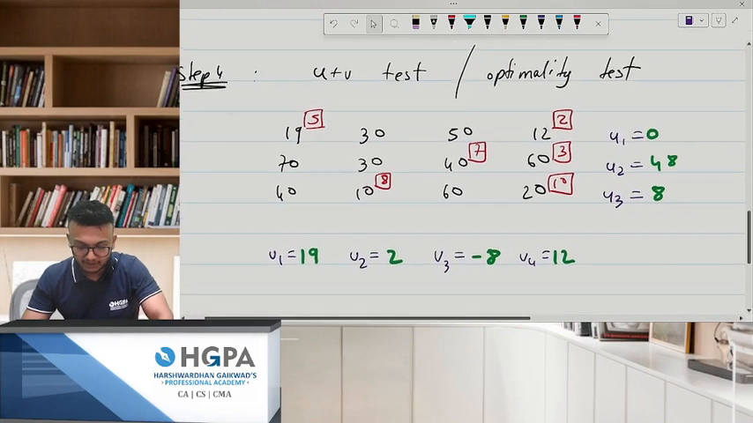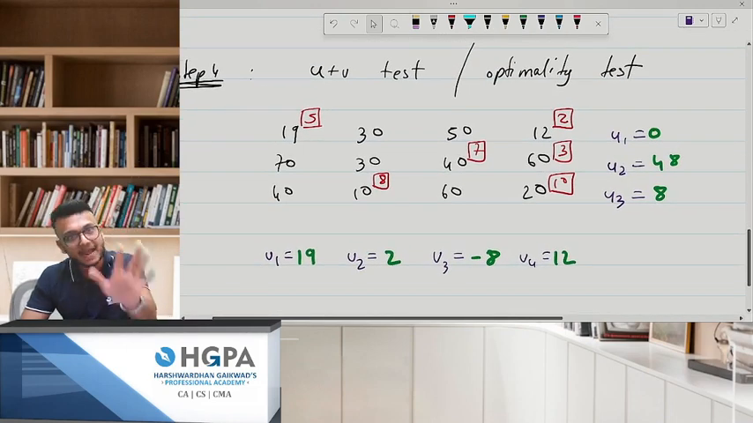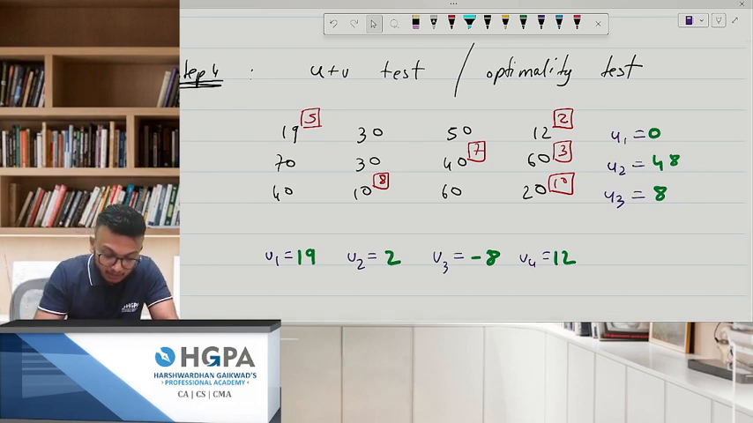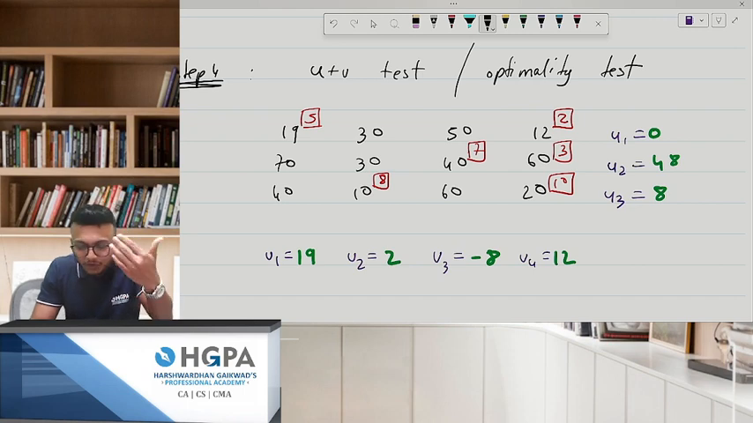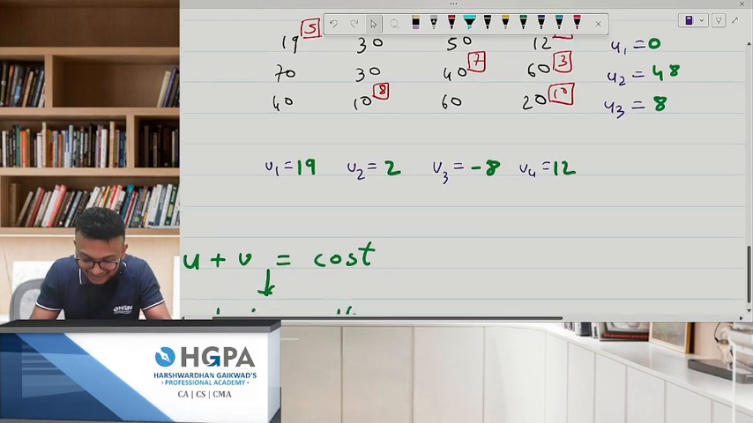See whether you can do this. Very simple. U plus V, you have to just match the figures. U plus V must be equal to what? Equal to cost for all the basic cells. But is the solution optimal? No. We have to follow one more condition. What is that condition? Pay attention.